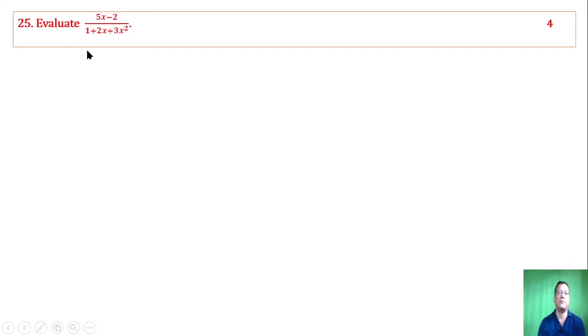Question number 25. Evaluate this. Evaluate means there is one sign left, this sign.